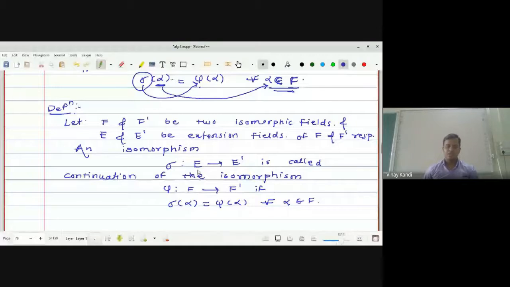Here, E is the extension of whom? Extension field of F. This E dash is the extension field of F dash. Similarly, this sigma is the extension isomorphism, that is the continuation isomorphism of psi. Okay, any doubt now?